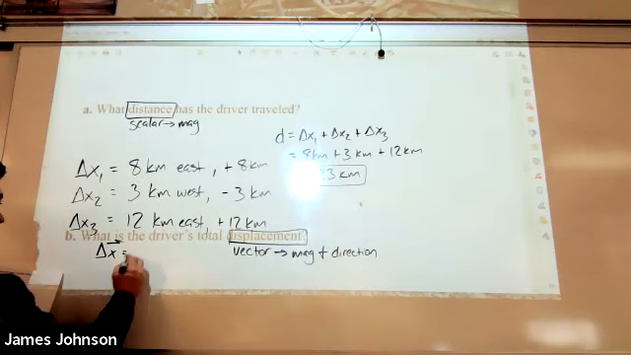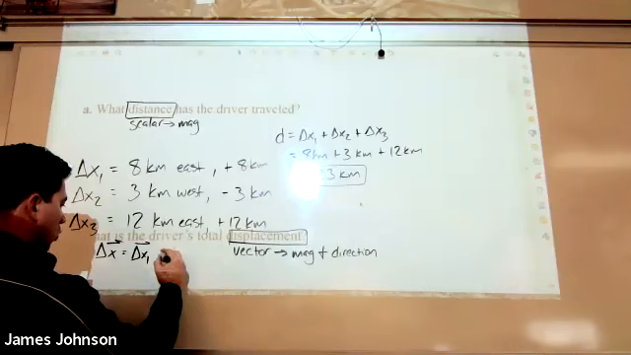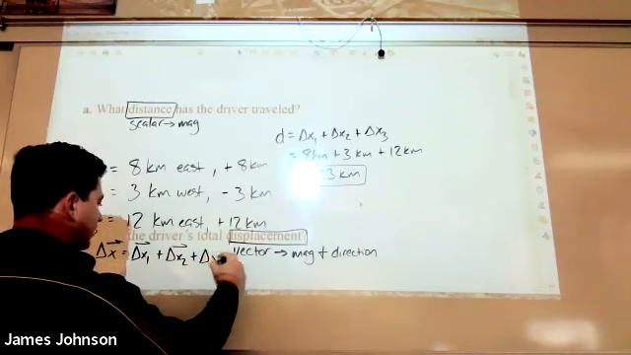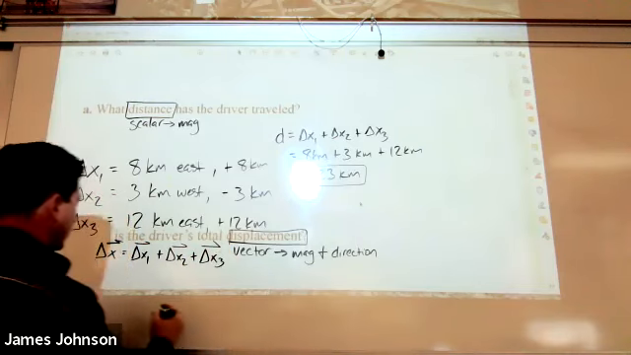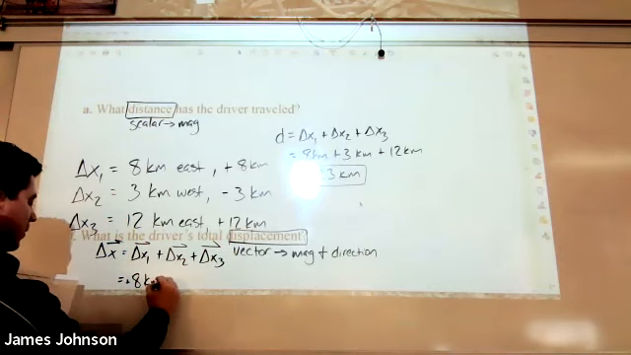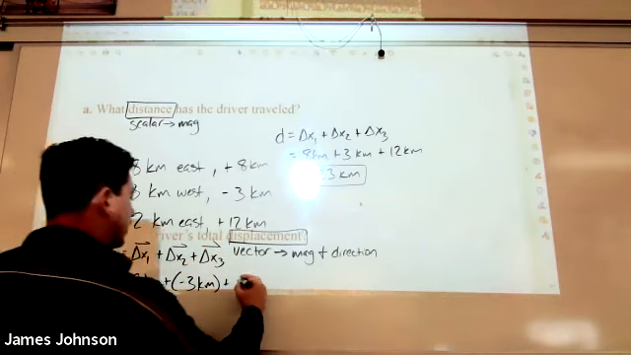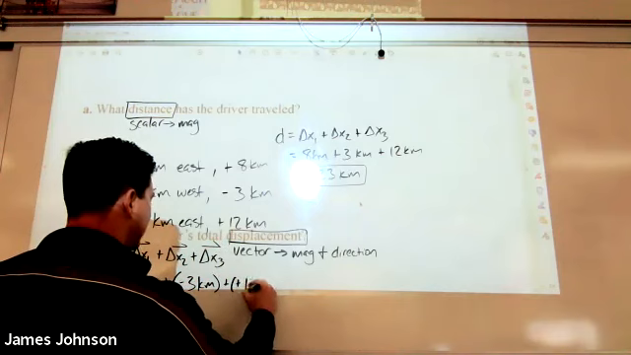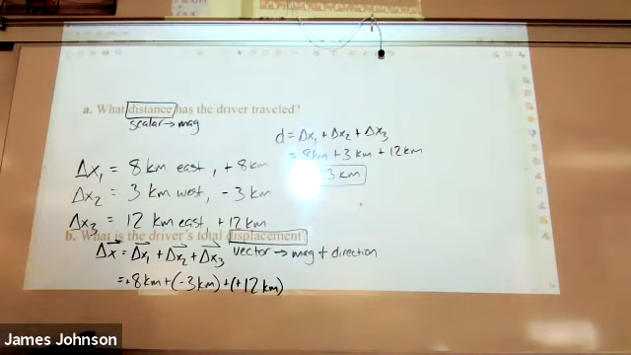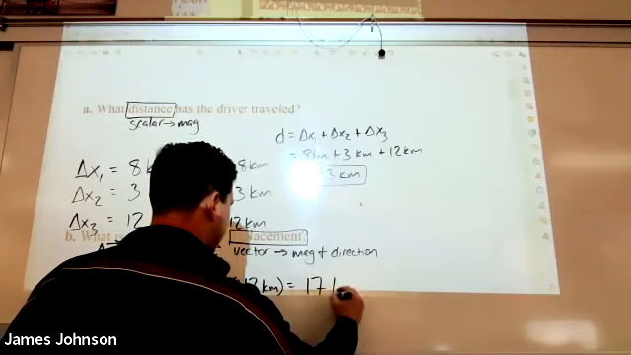So I'm going to add the vector delta x1 plus the vector delta x2 plus the vector delta x3. So what does that end up being? A positive 8 kilometers plus a negative 3 kilometers plus, again, a positive 12 kilometers. Now, when I add these things up, I actually come out with 17 kilometers.